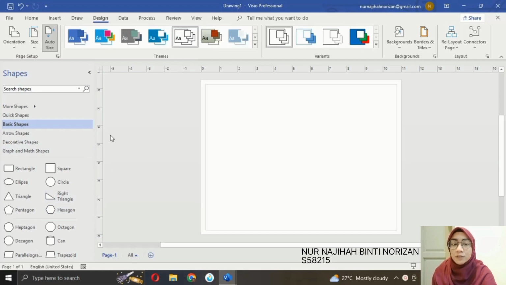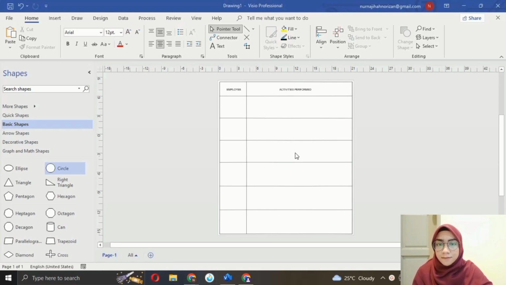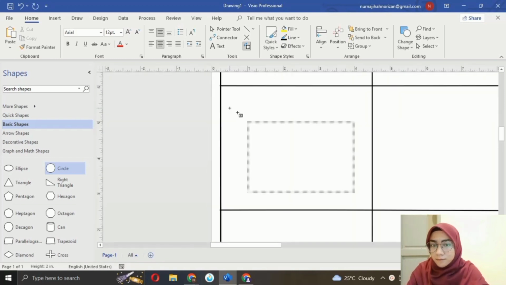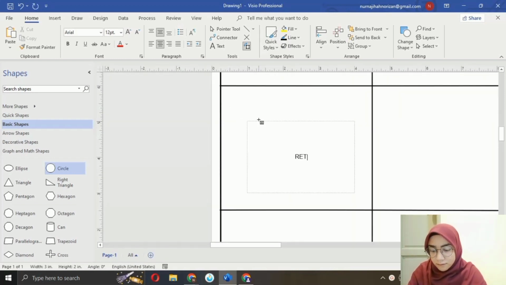Here I am going to use Microsoft Visio to prepare the process. The first step is I'm going to choose the basic shape to make the process. Firstly, before we start anything, we have to make a table, which is divided into two columns. The first column is employee and the second column is activity performed. In the first row, we start from a retail store.